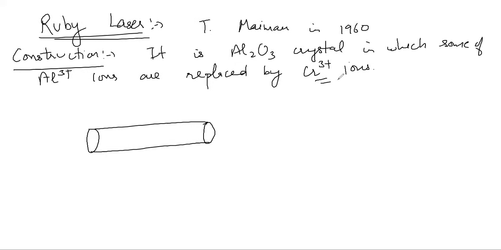In the case of the ruby laser, we are replacing some of the aluminum ions by chromium ions. How many of the aluminum ions should we replace? People have tried different combinations, but they found that 0.05% by weight gives the best lasing action. So those many aluminum ions are replaced by chromium ions. Your lasing action is going to happen in the chromium ions.